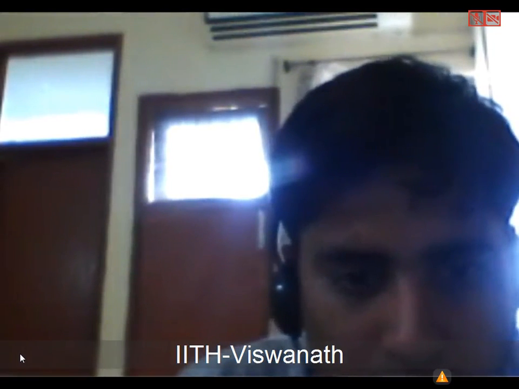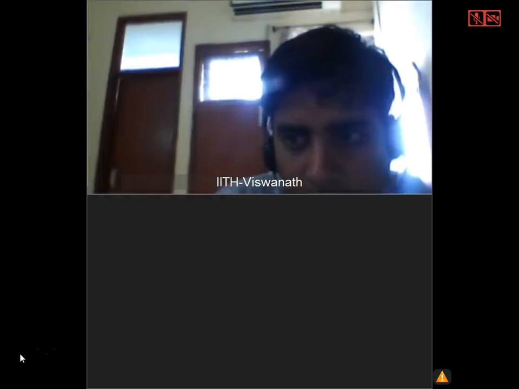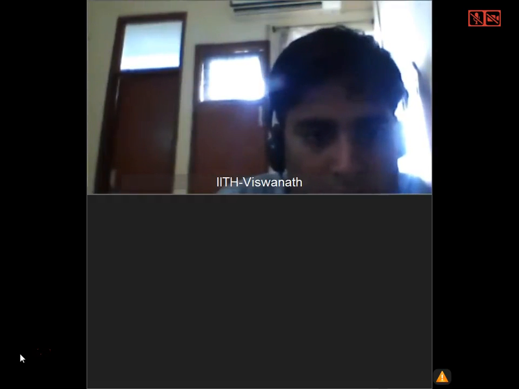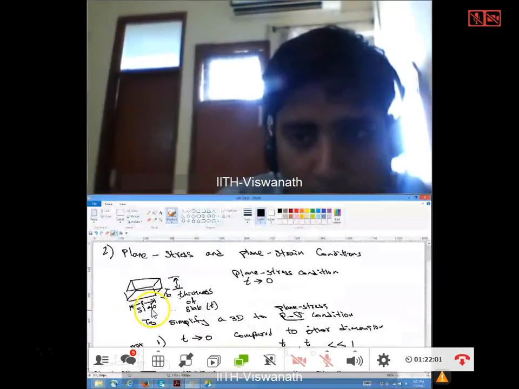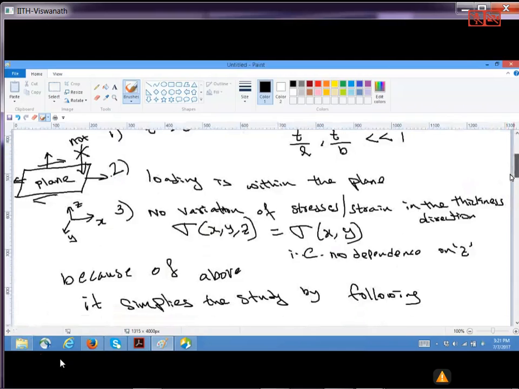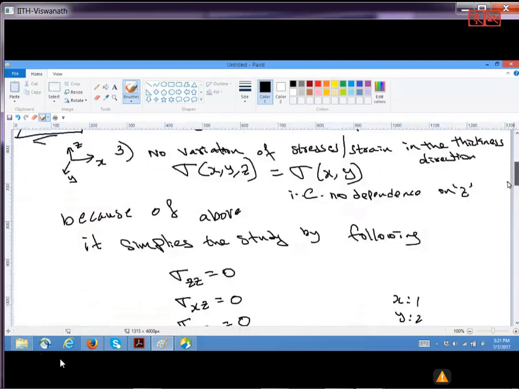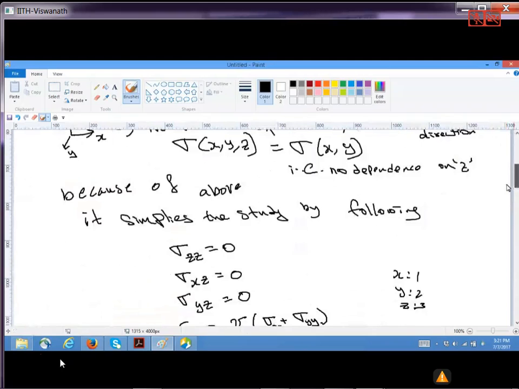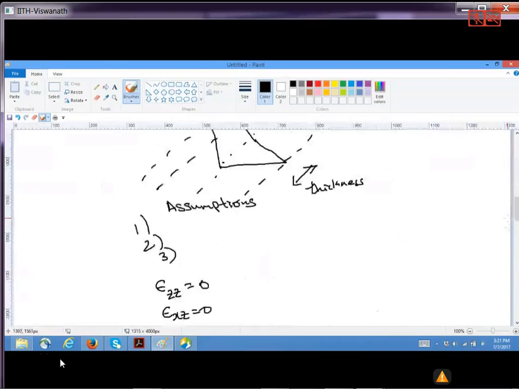So what we have reviewed so far is plane stress and plane strain conditions. Instead of doing full 3D analysis, you can invoke plane stress or plane strain. You can assume plane stress provided the thickness direction is very small, loading is within the plane, and no variation of stresses and strain is there. So then you simplify it by these properties. Let me rewrite it here since I have not given it properly.